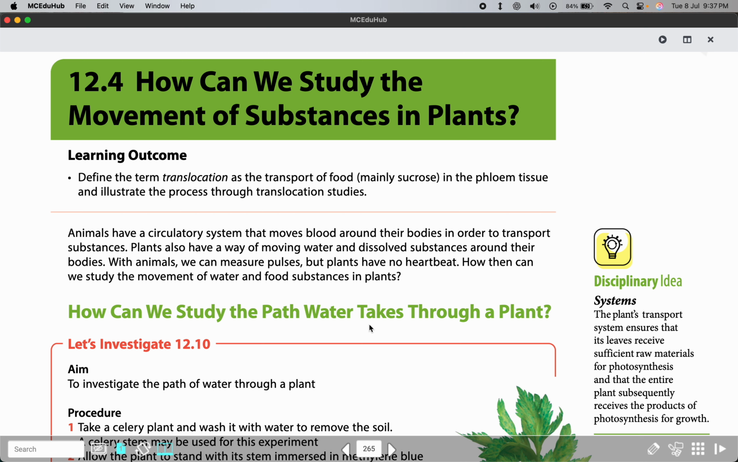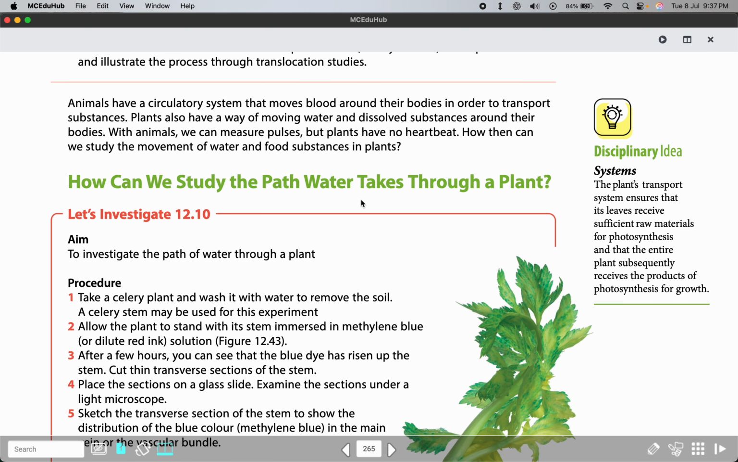using translocation studies. All right, so we know that animals have a circulatory system that's able to move blood around our body in order to transport substances. Like for example, in humans, we have our heart, our arteries, our capillaries, our veins, etc. All the blood vessels that move our blood around our body. But what about plants? Do they have blood? Obviously, the answer is no, they don't have blood. So what system do they use to move substances around the body? Let's find out. Plants have a way of moving water and dissolved mineral substances around their bodies.